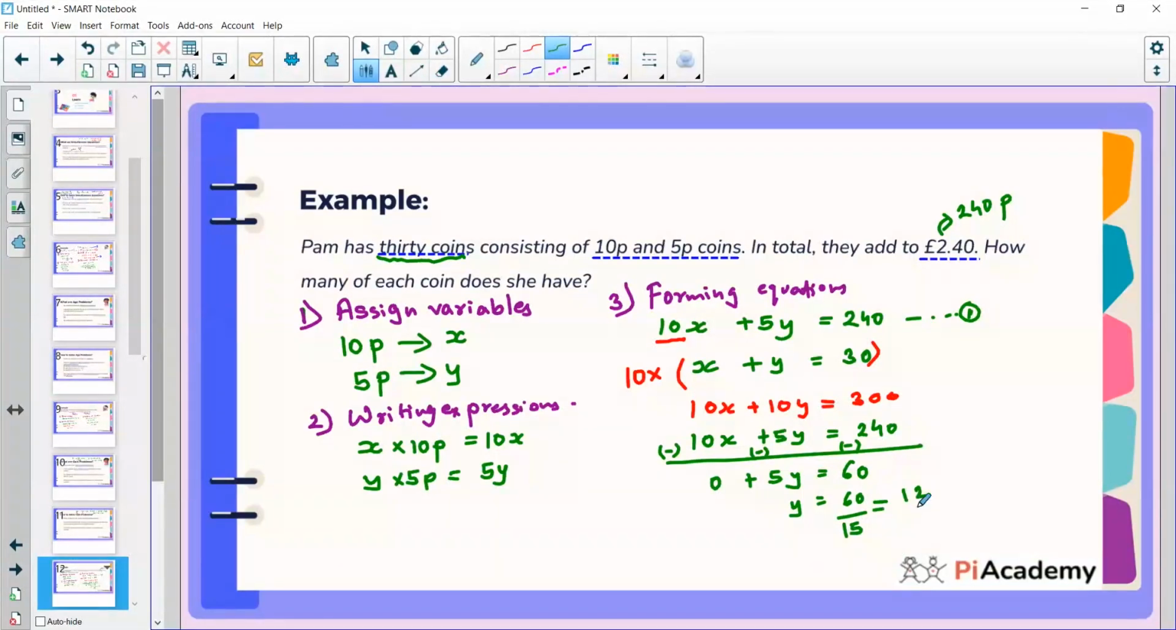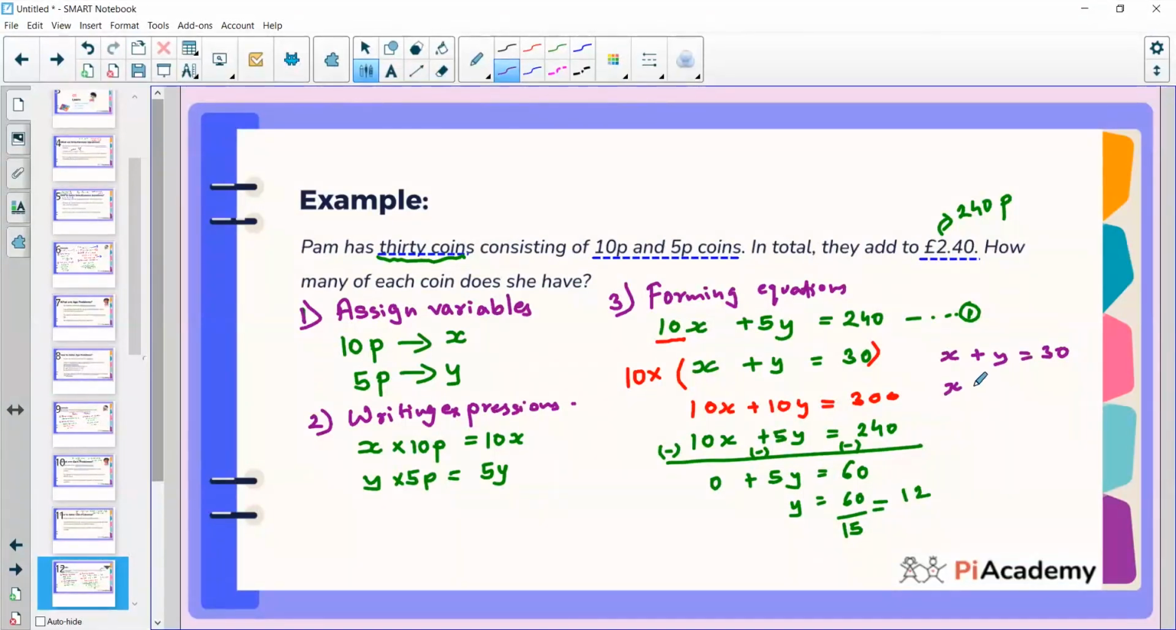What does this mean? I have 12 5p coins. Not me, Pam has. So Pam has 12 5p coins. And what about the number of 10p coins? Let's just put it in this equation. x plus y is 30. So x plus y, this is 30.